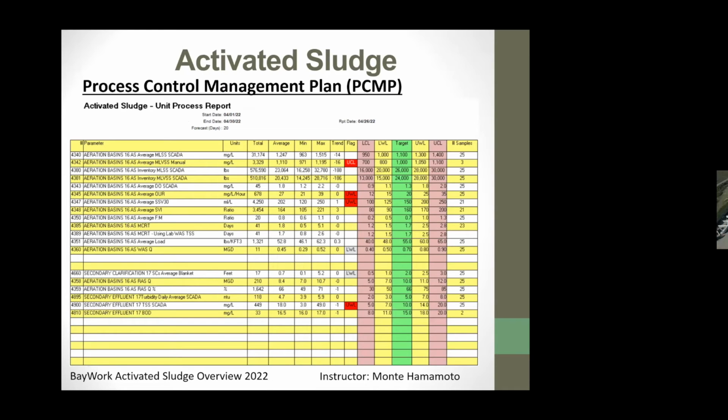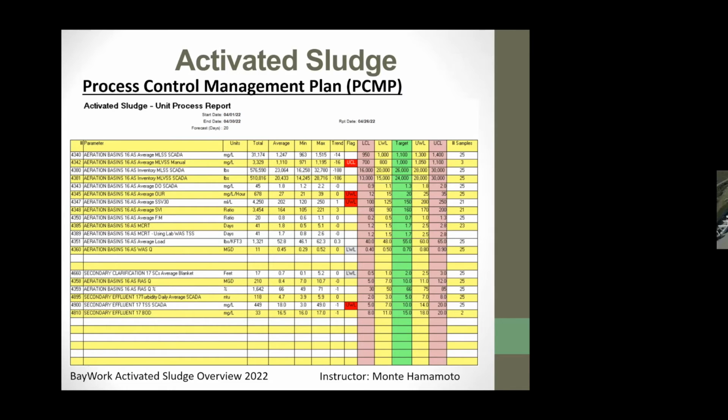And we use a process control management plan, which I encourage everyone to have. There's different ones out there. We tend to use one called HawkWIMS, provided by Hawk. And our laboratory has a LIMS, Laboratory Information Management System. The lab techs will put in all the results of your MLSS, your MLVSS, your BOD, all of the parameters that they're going to analyze on a daily basis.